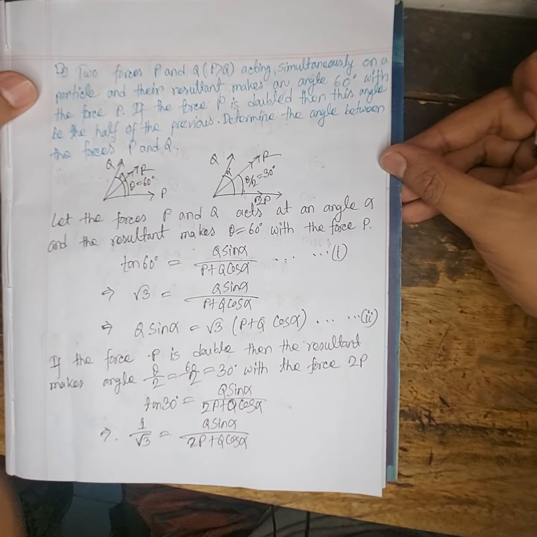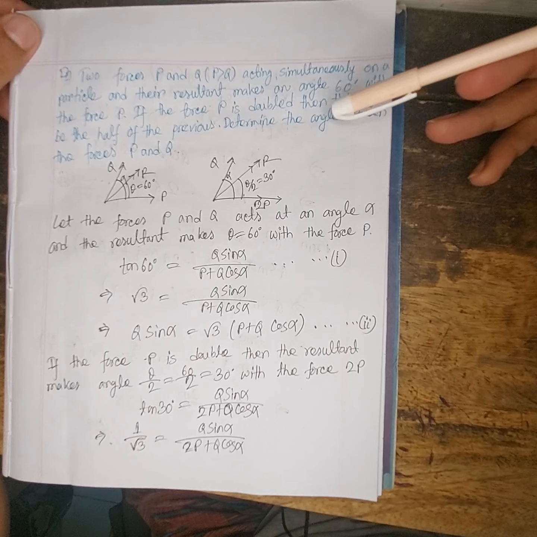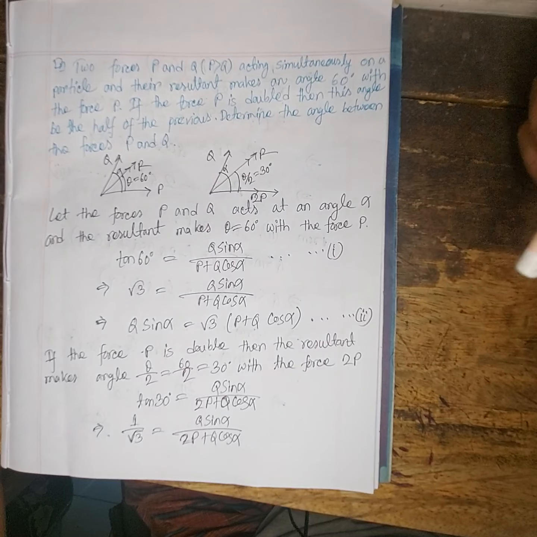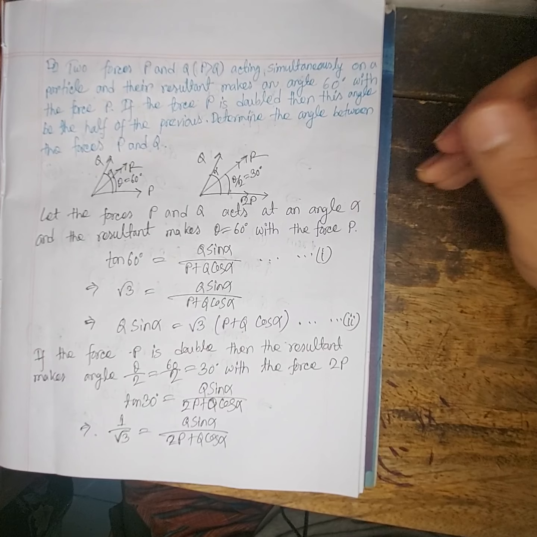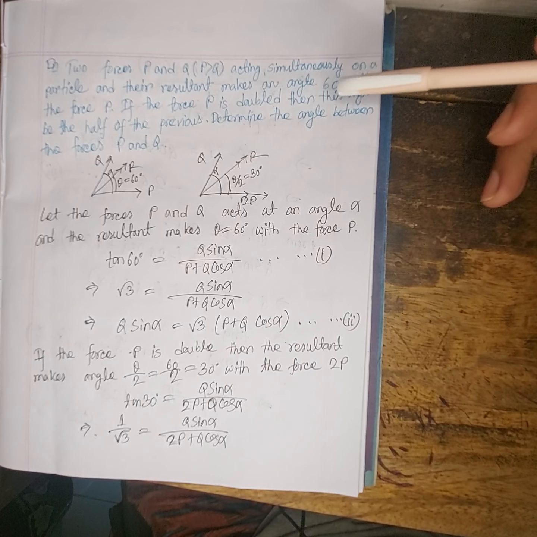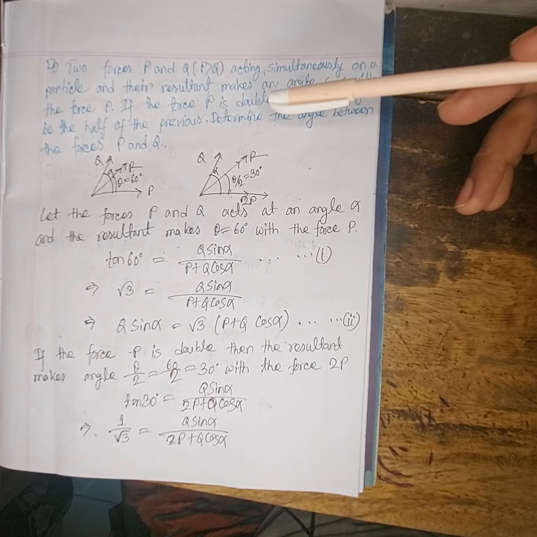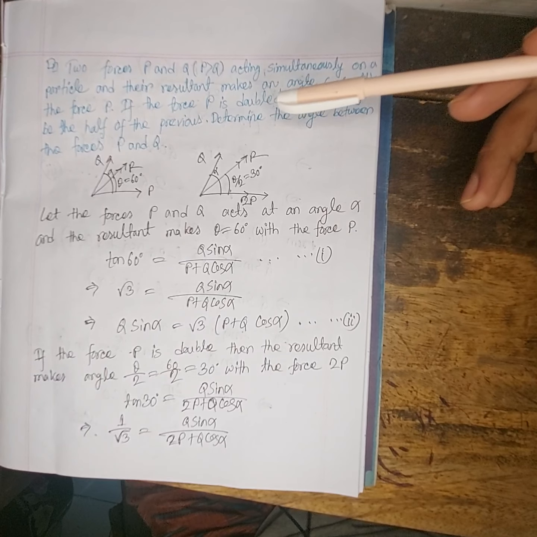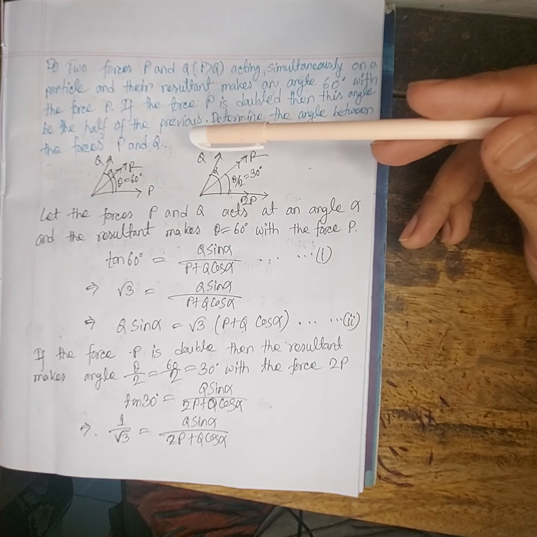Now, next, another problem here, where two forces P and Q act simultaneously on a particle, and their resultant makes an angle 60 degree with the force P. If the force P is doubled, then this angle becomes half of the previous. We have to determine the angle between the forces P and Q.